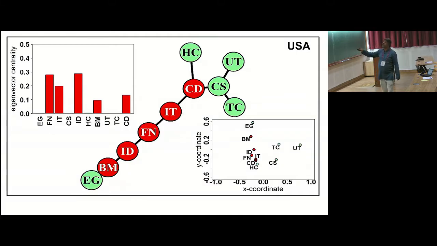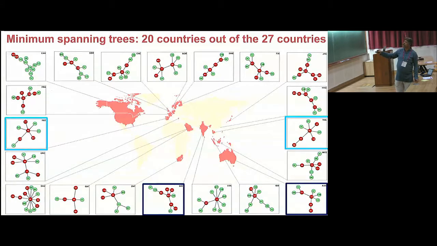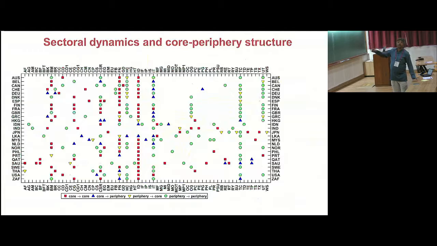This way, I have done the analysis for 27 countries, and only 20 maps are shown here. So you can see which sectors are in the core, which are similar to each other, and all such things. Then I can study the sectoral dynamics. Sometimes you'll find that what was a core remains a core. So we chose two periods: one is 2008-9, which is a relatively volatile period, and one is 2015-16, which is a calm period.